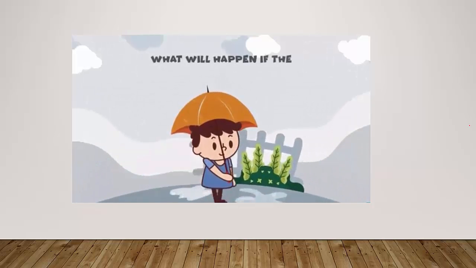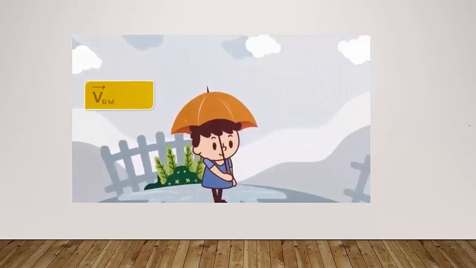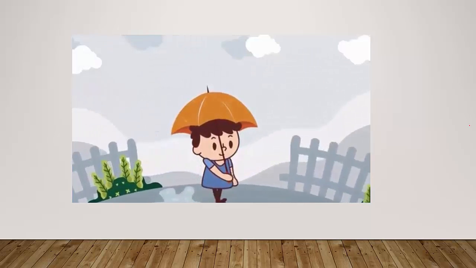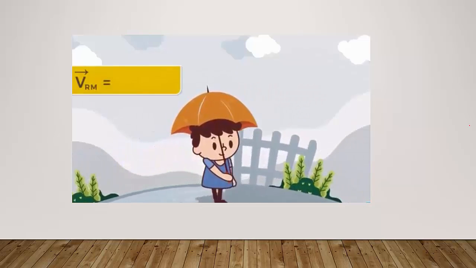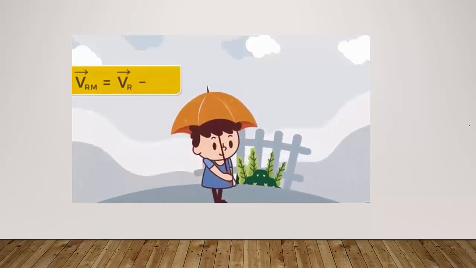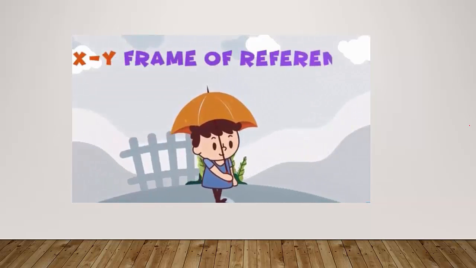But what will happen if the man starts walking? To answer this correctly, we need to find the velocity of rainfall with respect to man. The velocity of raindrops with respect to man, Vrm, is given by the relation velocity of rain, Vr, minus velocity of man, Vm. Let's consider this xy frame of reference.